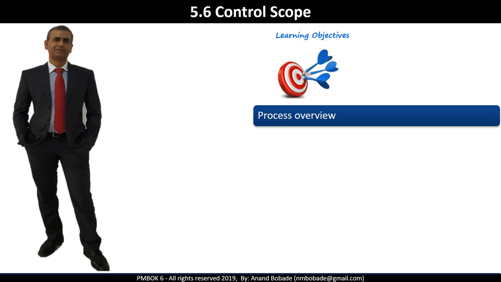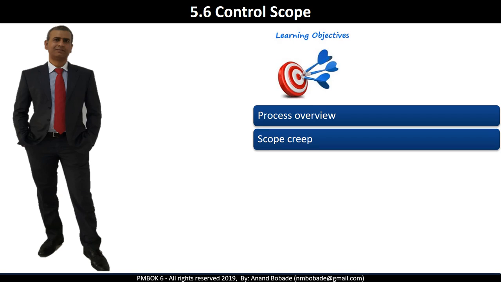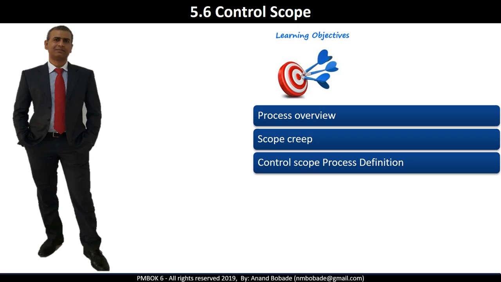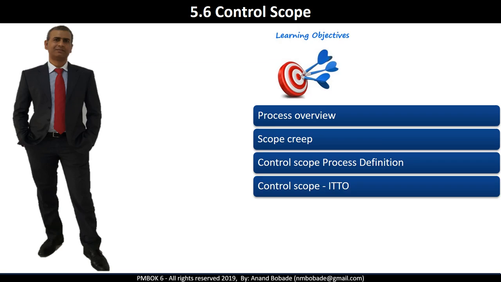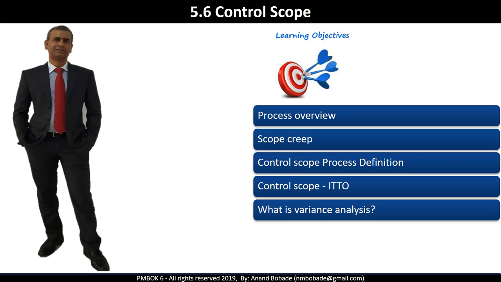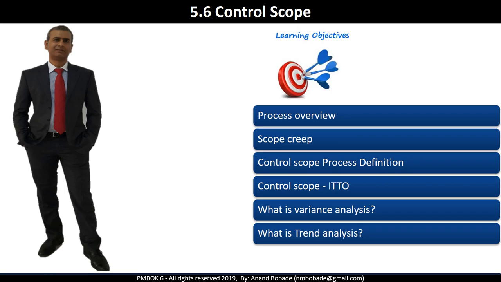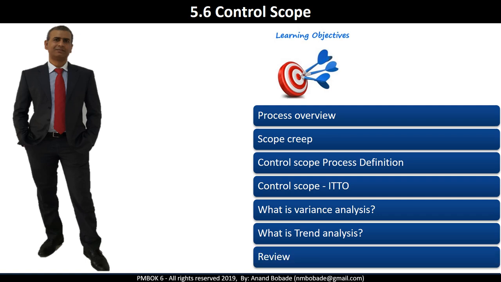We'll talk about scope creep, then the control scope process definition. We'll get into details of inputs, tools, techniques, and outputs, and we'll focus on some of the key tools and techniques, which are variance analysis and trend analysis. And finally, we will do a quick review.